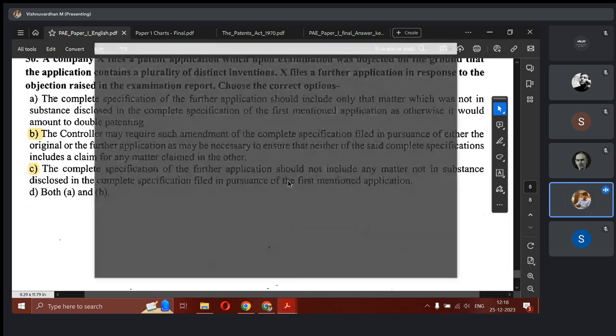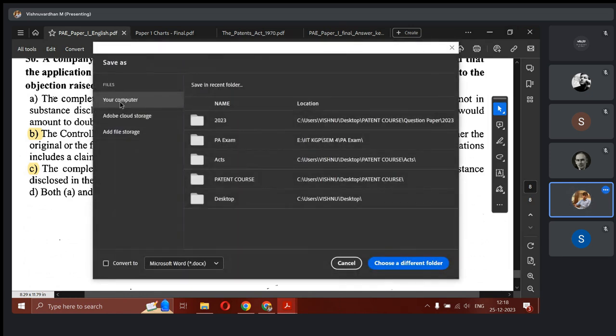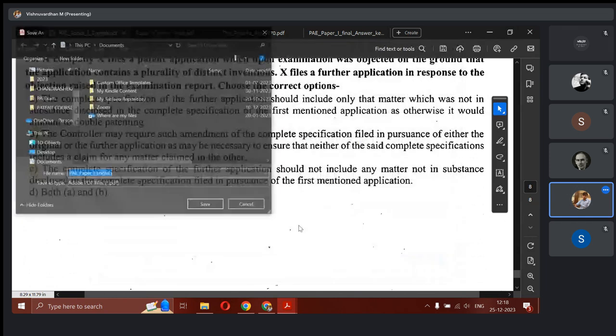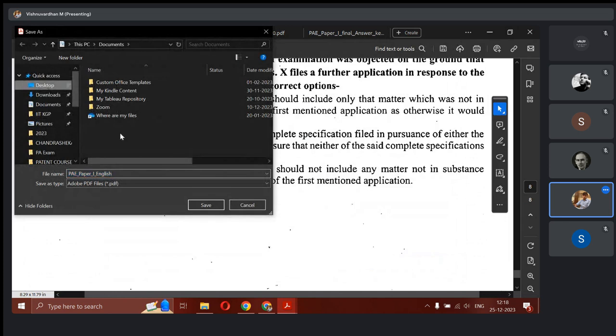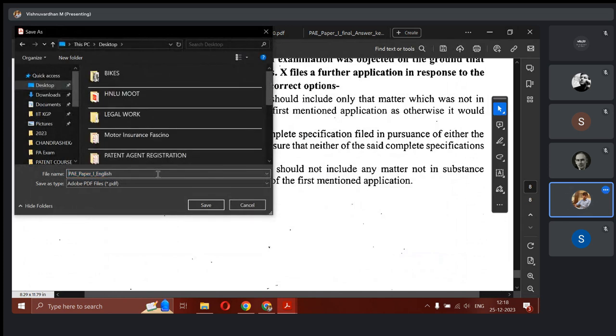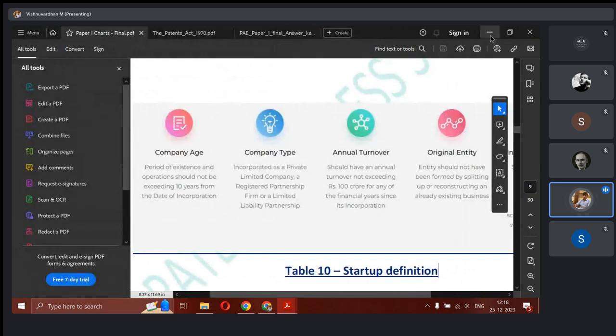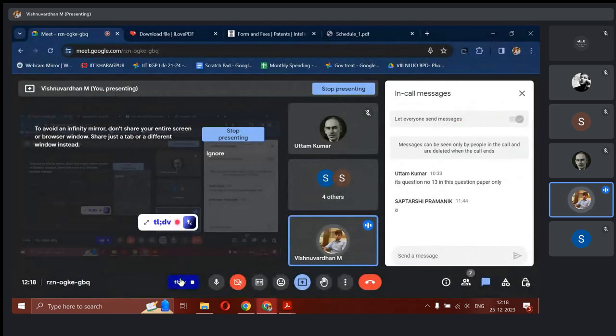So apart from that, yeah, I'll save these and I'll send them to you. Just a second. Cool. So it's saved. Yeah, apart from that, anything else? I'm ending the recording here.